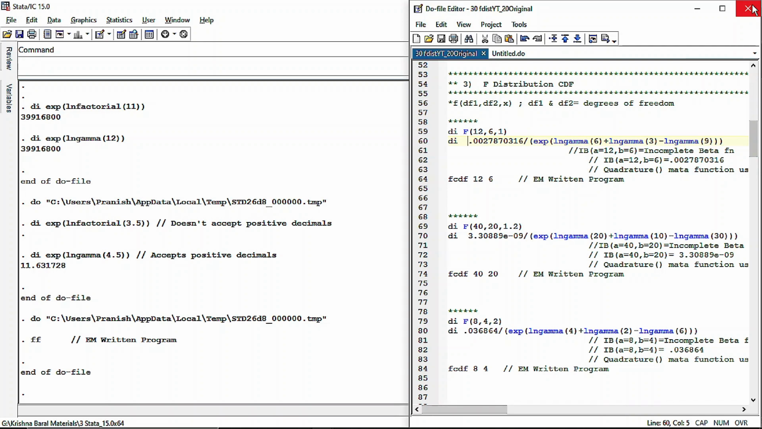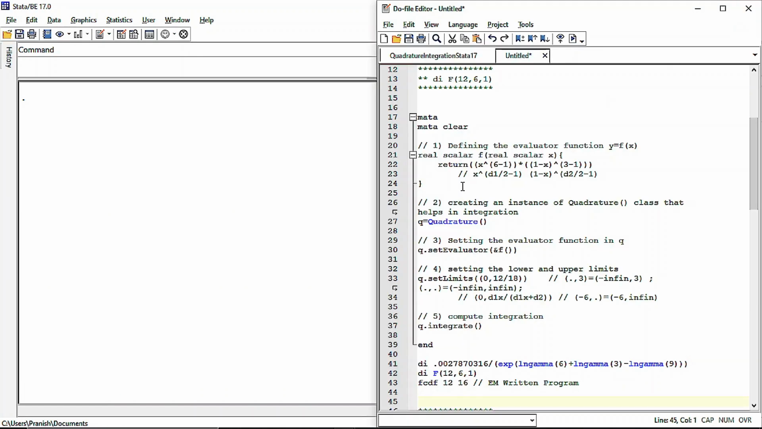And the quadrature class is supported from Stata 16 onwards. First of all, let us set up our function, the incomplete beta function: x to the power d1 divided by 2 minus 1, into 1 minus x to the power d2 divided by 2 minus 1, and we integrate it from 0 to this upper value, d1x divided by d1x plus d2.